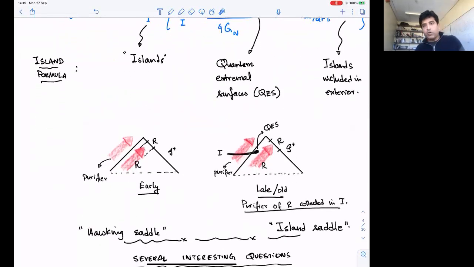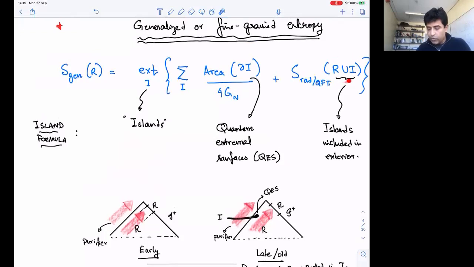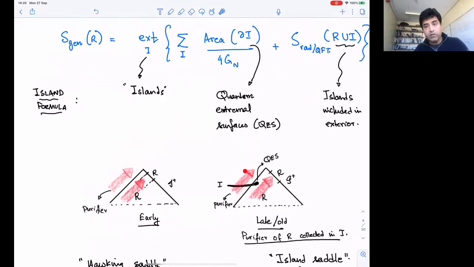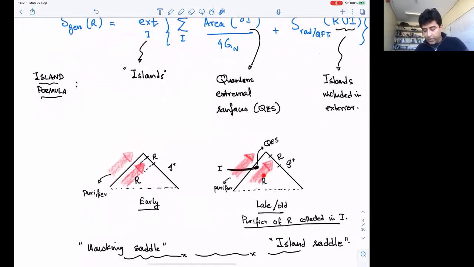So what's the upshot of this picture? At early times, this is a cartoon of the Hawking process. You have Hawking radiation R and its Unruh partners behind the horizon, which are the purifiers of the Hawking radiation R. This is the early time picture. At late times, for an old black hole, when you look at the von Neumann entropy of the radiation, you actually have to include these island regions, which largely live behind the horizon, and the islands become part of the exterior. So you have to compute the entanglement entropy, using QFT methods, of not just R, but R union I. In some sense, I becomes part of the exterior. And that means that the islands, as they collect the purifiers of R, purify the Hawking radiation, and therefore they turn around the Page curve.